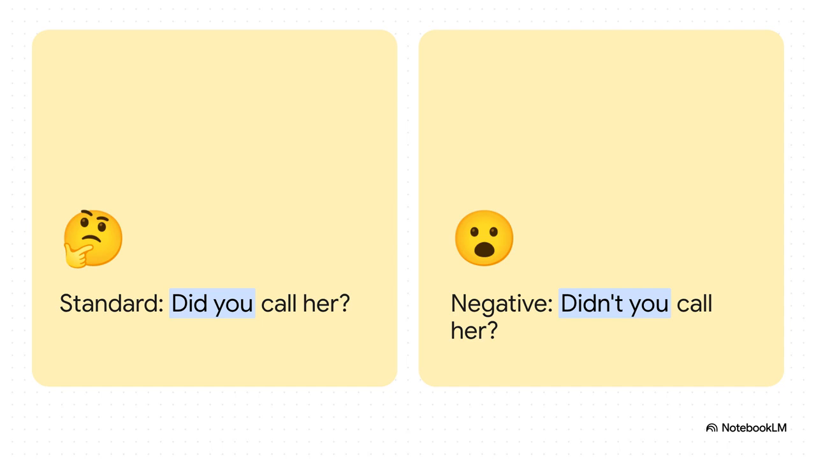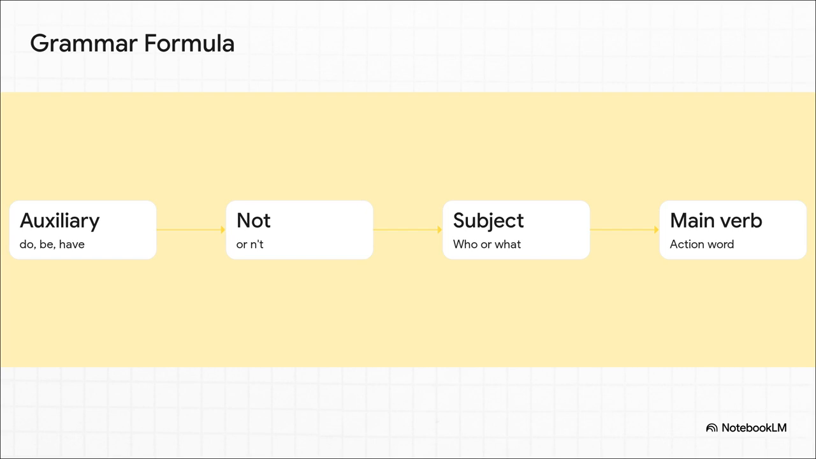It's that simple. Okay, here is the exact four-step formula you're going to want to memorize. Step 1, start with your auxiliary verb. You know, do, be, or have. Step 2, add your not, usually as the contraction n't. Step 3, insert your subject. And step 4, drop in your main verb. Recognizing and applying this pattern is literally the key to mastering the structure.